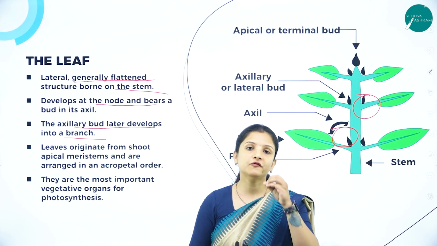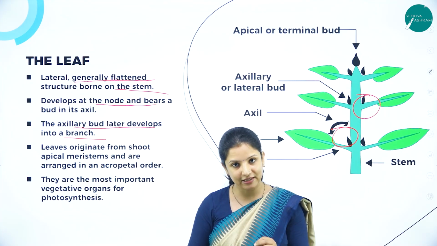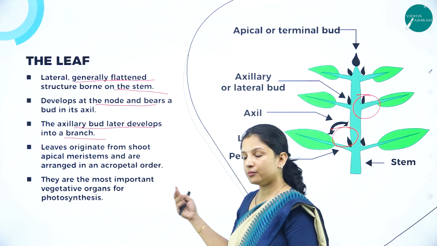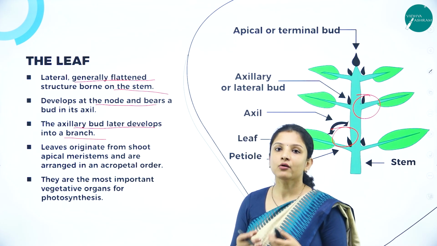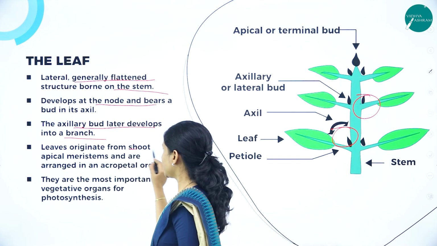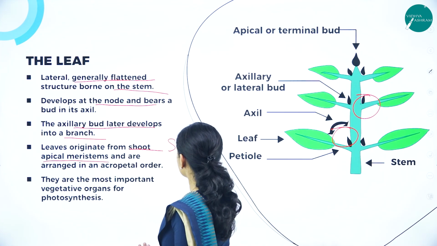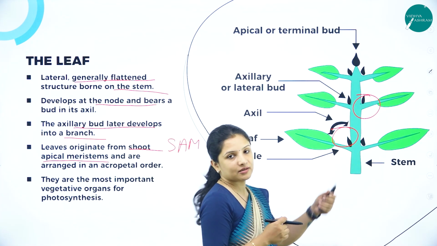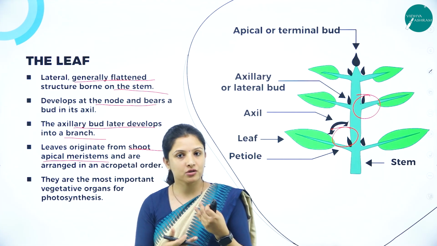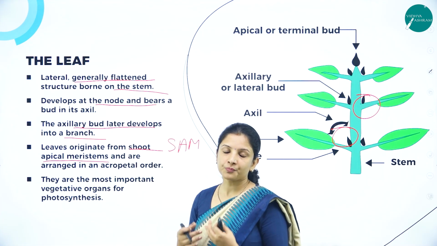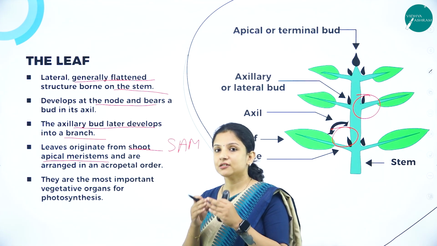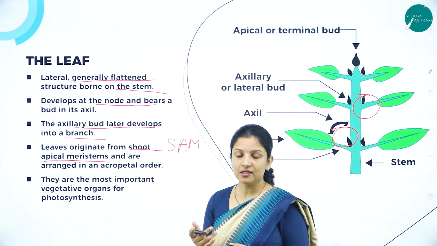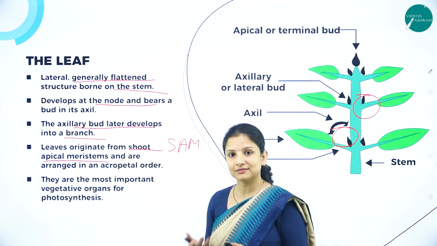And there, lots of actively dividing meristematic cells will be there, which will develop into the leaves, the flowers and the branches as well. The leaves usually originate from the shoot apical meristem, which is called SAM, that is at the tip of the shoot or at the tip of the axis. As I told you, those meristematic cells which are present in the shoot are called the shoot apical meristem, and it is from the shoot apical meristem that the leaves arise. And there only actively dividing meristematic cells will be there.